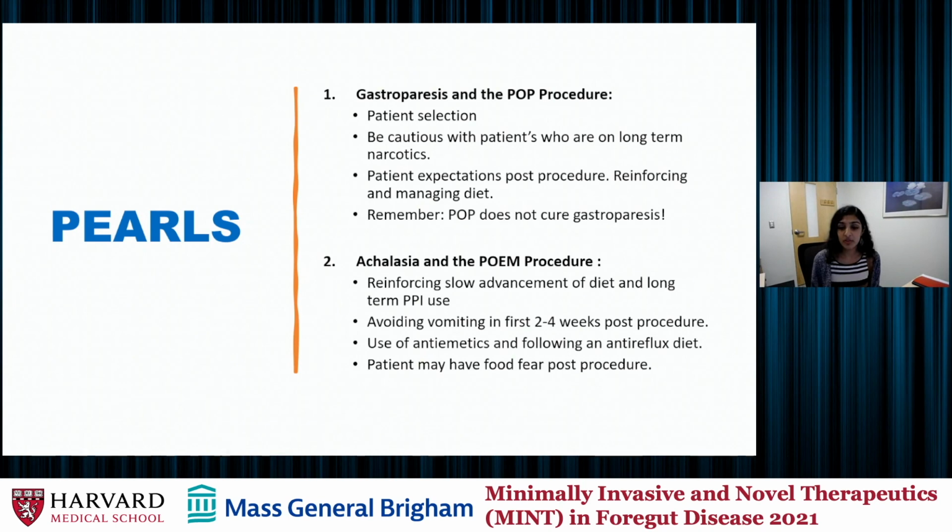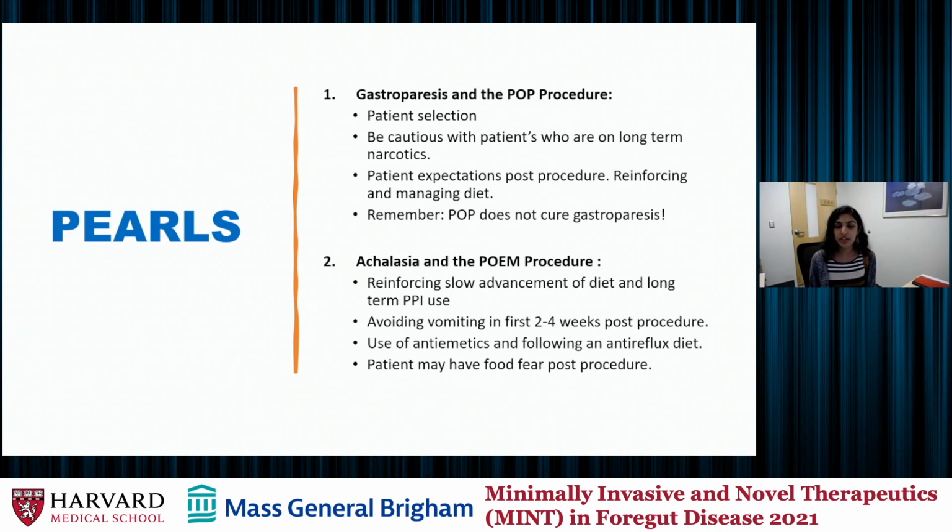Patient expectations are also just as important. We want to make sure we reinforce what they should expect and also manage their diet, because it's going to be an ongoing process of managing their diet. Again, POP does not cure gastroparesis. It's only used to help improve the patient's symptoms. So they should be on additional medication and continued therapy, whether it's with their primary GI or another GI specialist.